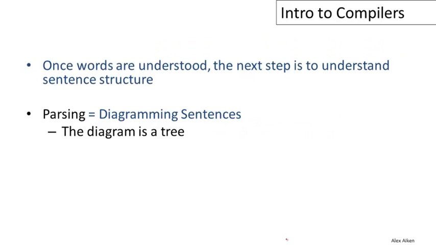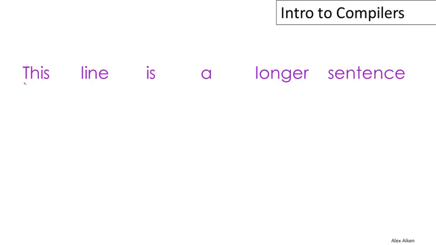So for humans, once the words are understood, the next step is to understand the structure of the sentence. And this is called parsing. And as we all learned in elementary school, this means diagramming sentences, and these diagrams are trees. And it's a very simple procedure. Let's look at this example. This line is a longer sentence.